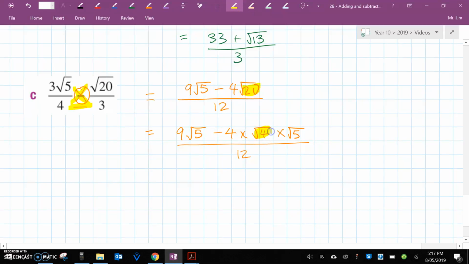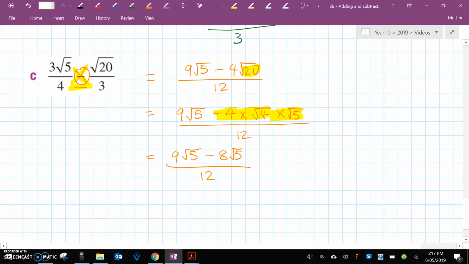What is the square root of 4? The square root of 4 is 2. Therefore, minus 4 times 2 is minus 8. Minus 8 times root 5 is minus 8 root 5. So we've got 9 root 5 minus 8 root 5 all over 12. Okay, we have like terms. 9 root 5 minus 8 root 5 is just root 5 over 12. It's like saying 9x minus 8x is just x, but instead of x, we're using root 5. And that's it for this video.